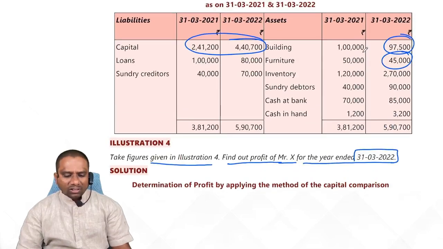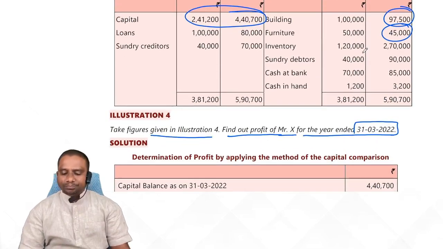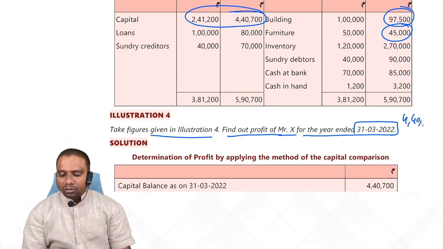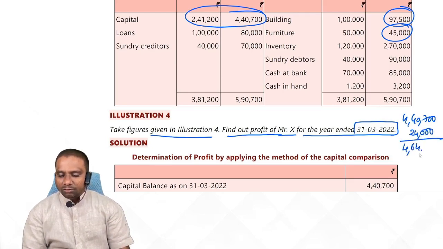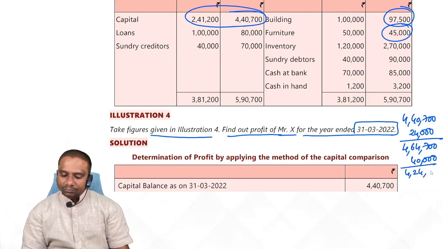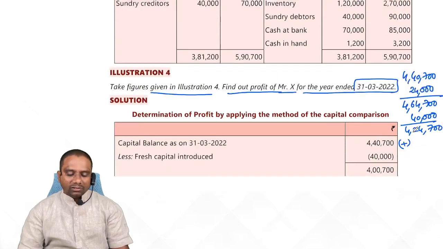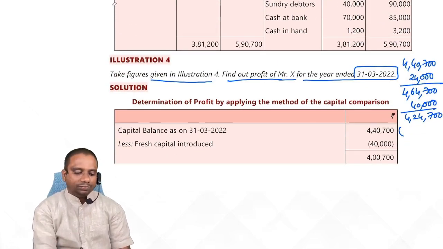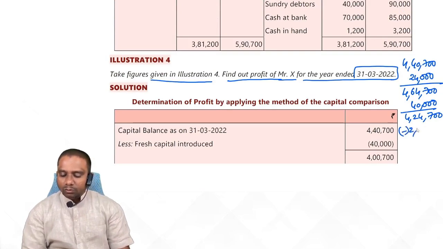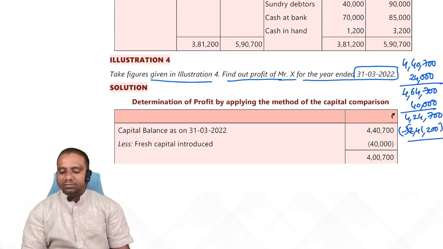Simple. What is the closing capital here? 4,40,700 is the closing capital. Drawings during the year 24,000. So 4,64,700. Additional capital introduced 40,000. So 4,24,700 again. 4,24,700 minus opening capital 2,41,200.